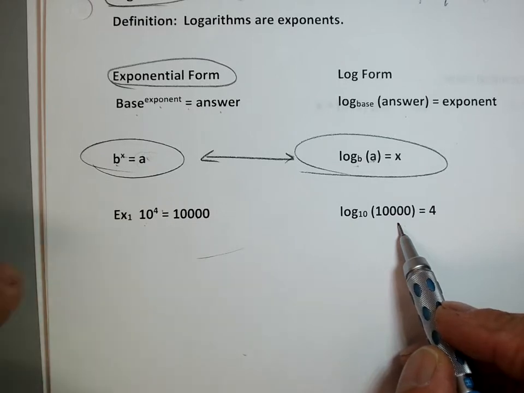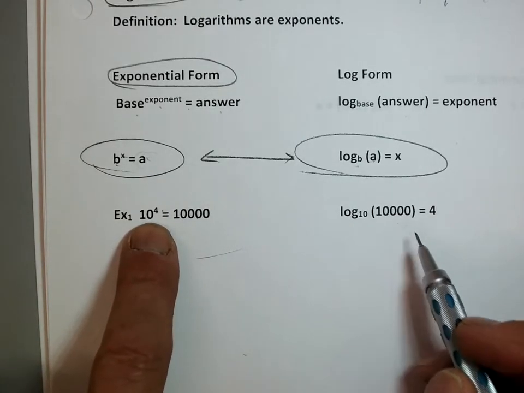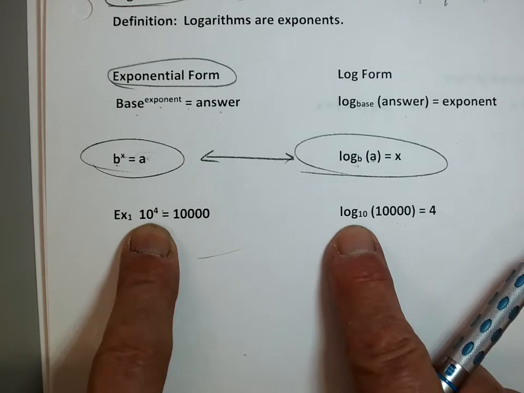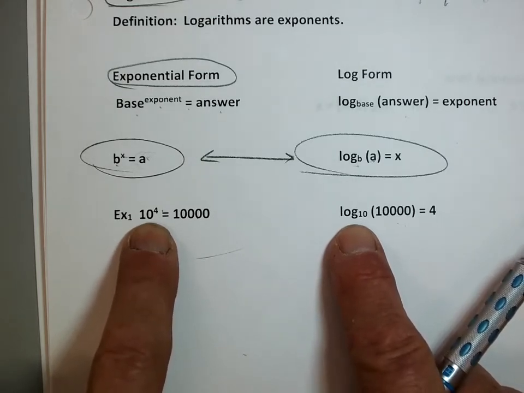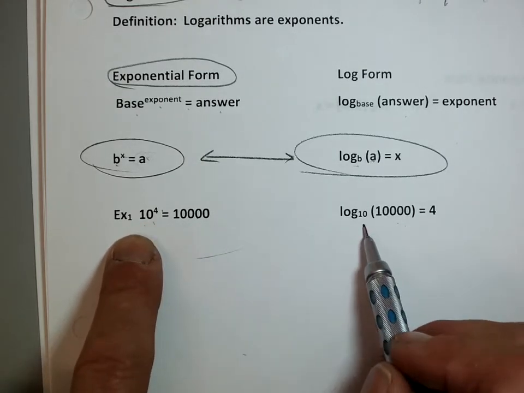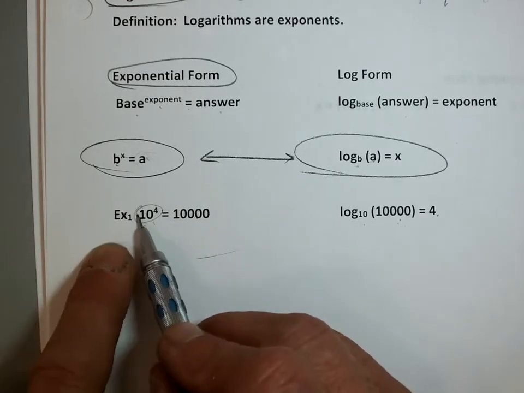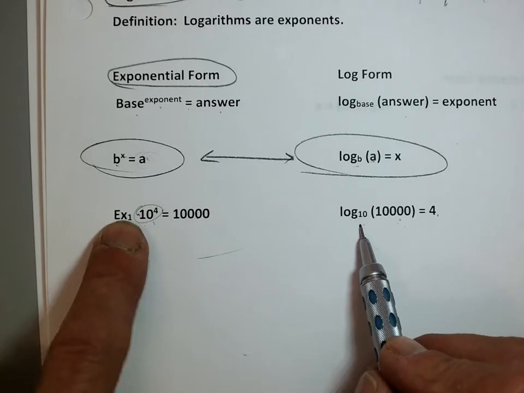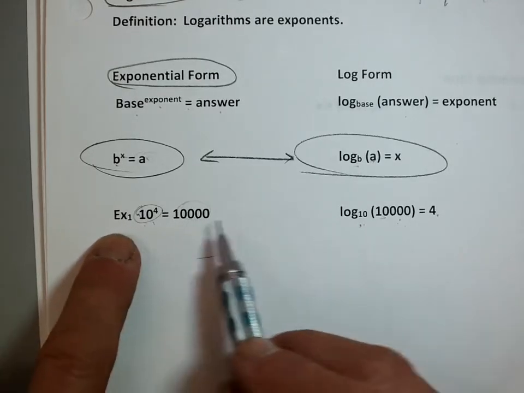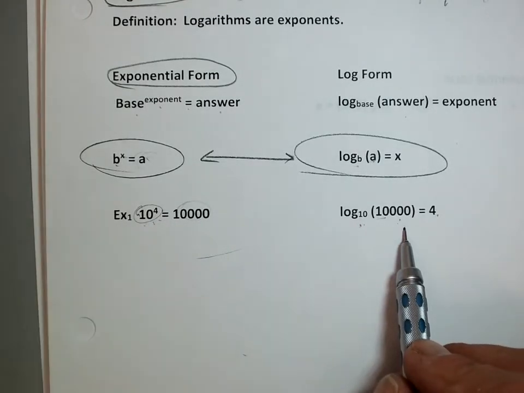Anyway, we're recording. So, check it out. Here's what I did. I went to change it to log form. It's log base 10 of 10,000 equals 4. So I just changed the numbers around. This number here is the base. This number here is the answer number and equals 4. So you're just moving numbers around. That's all you're doing, okay?